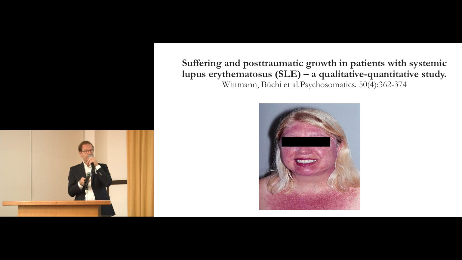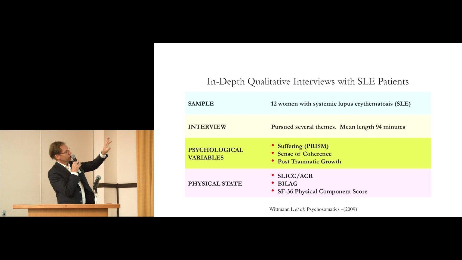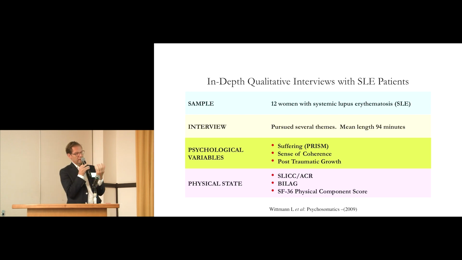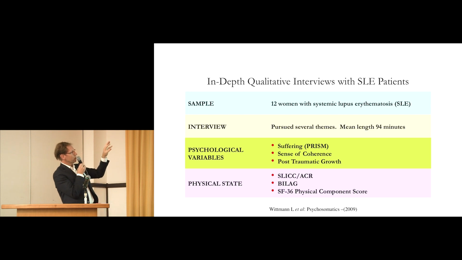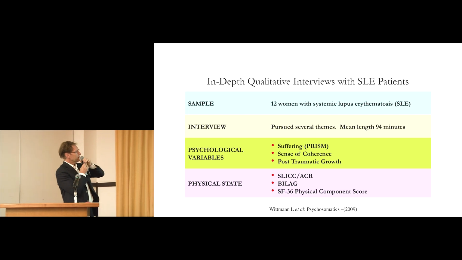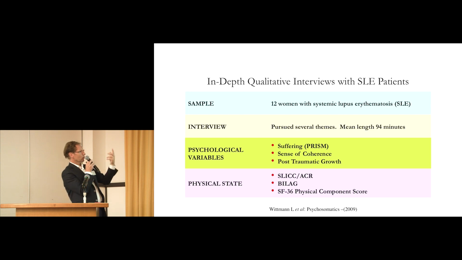We did a comprehensive assessment of these patients. There were just 12. The core information was a long-standing 90-minute interview with these women. We also assessed psychological variables. We assessed suffering with PRISM. We assessed with 13 questions this sense of coherence, resilience, and we assessed post-traumatic growth, also with a questionnaire. The physical state was also thoroughly assessed.